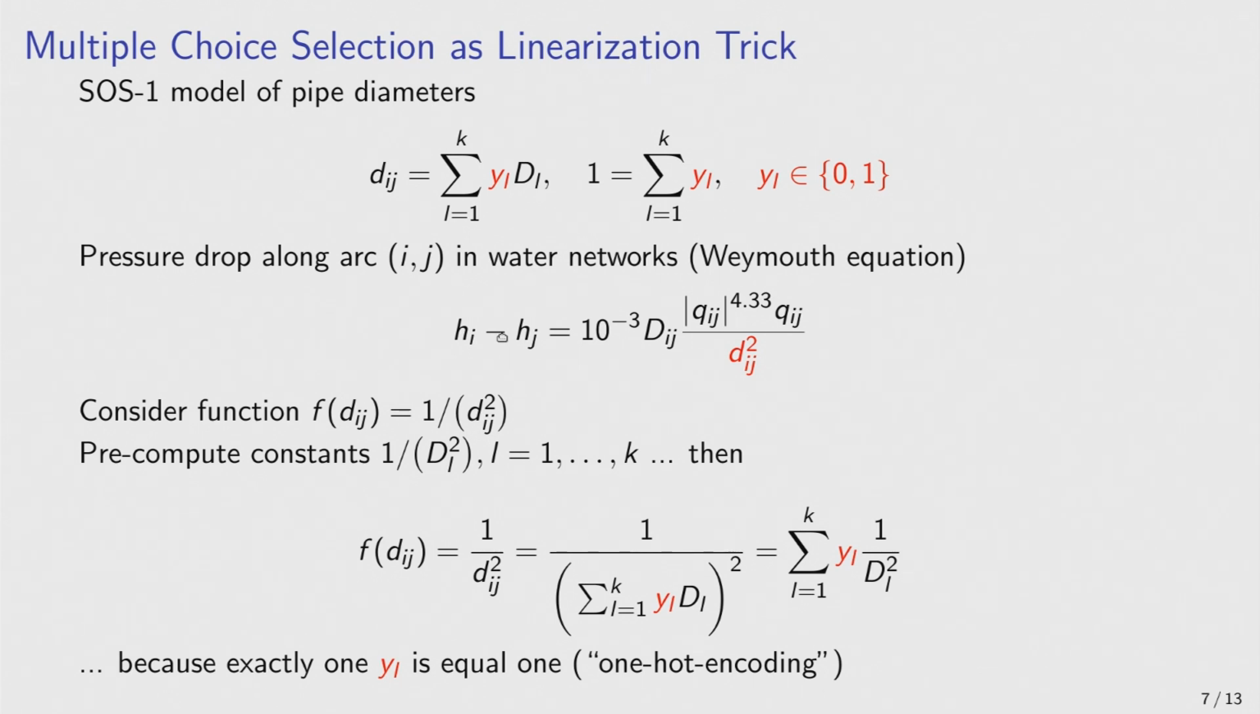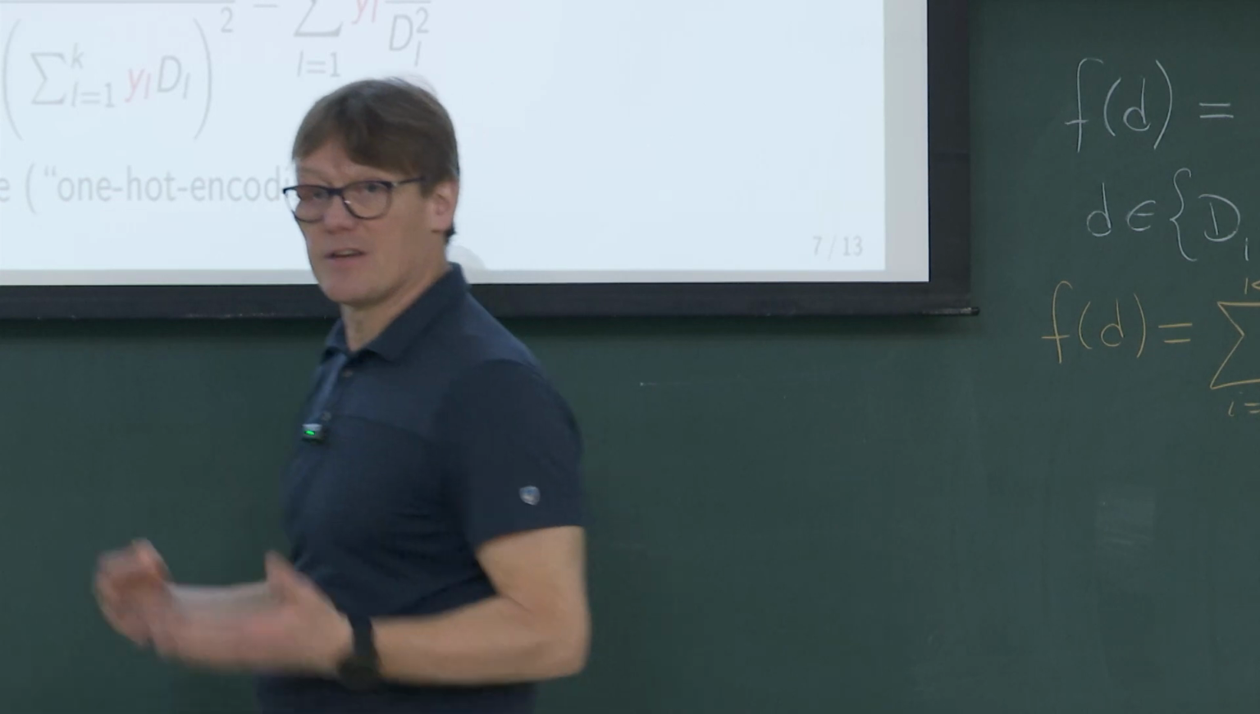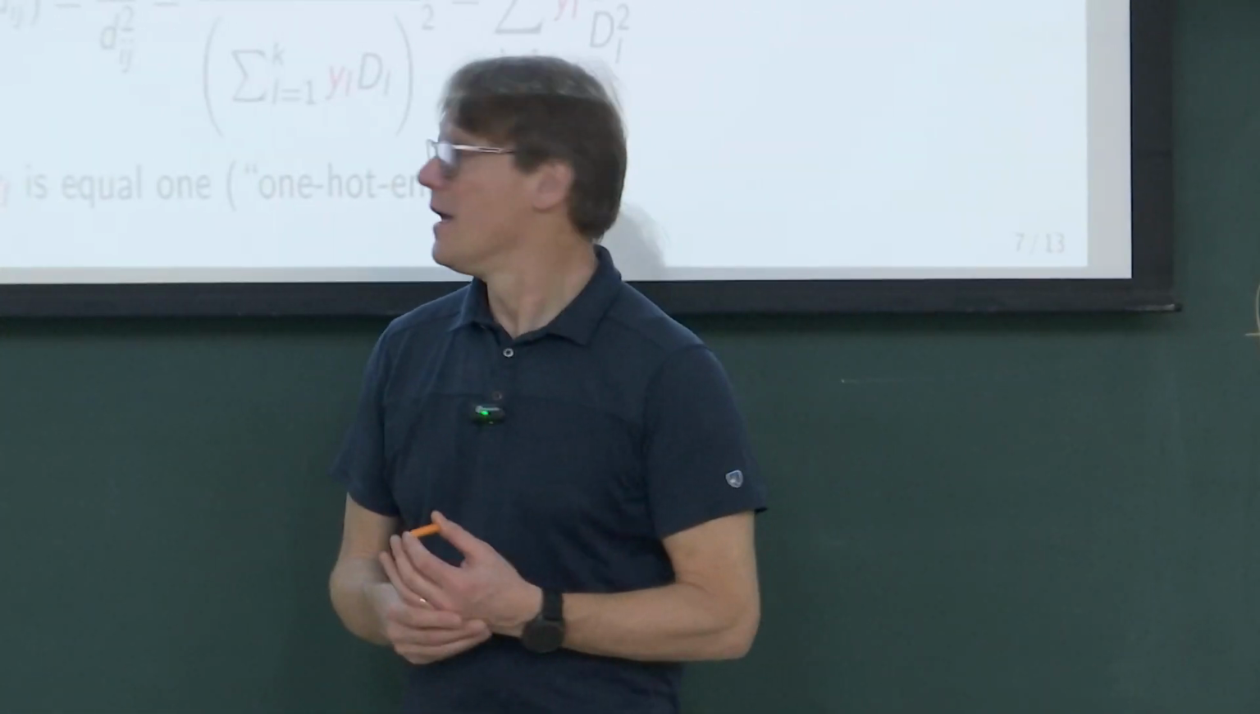And now I look at this a long time, and I realize that the only value that this is going to take is 1 divided by dl squared for the particular l that I choose. So I can sort of take out this summation over there. This is how I see it, but you may have a better way of seeing it immediately. And this holds in general, because yl is this one-hot encoding. So you can always rewrite these nonlinear functions using this trick, and it's an equivalent reformulation. So that's kind of cool.